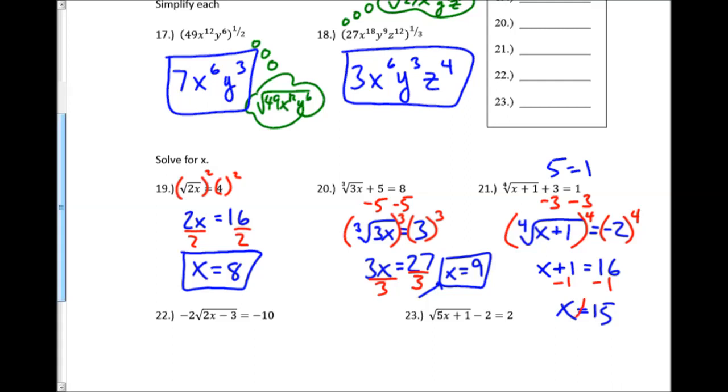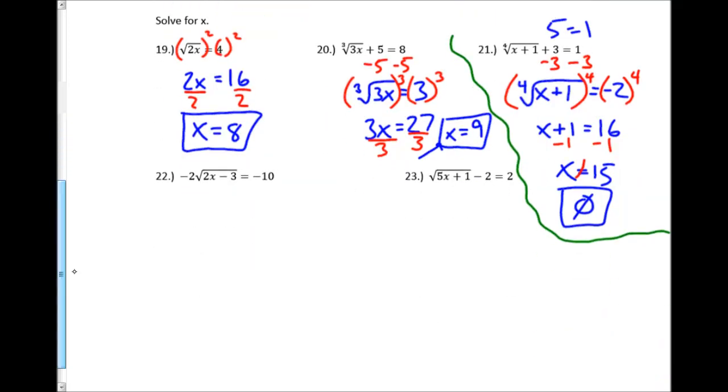X cannot equal 15, which means the only solution I had was extraneous, which means the answer to this guy is no solution, okay? The only answer I had was extraneous, so it's no solution, okay? Please check for extraneous solutions.